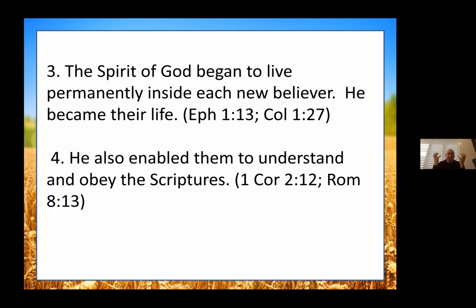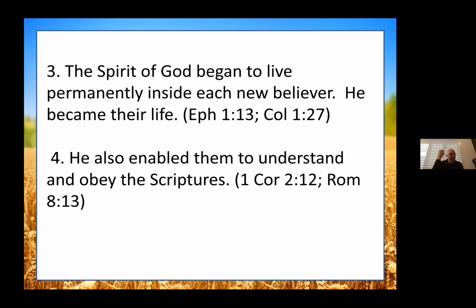But not only does he enable us to understand the scriptures, but to obey them. Turn with me back to Romans chapter 8 and verse 13. And here Paul emphasizes the Spirit's work in obedience. And he says, "For if you are living according to the flesh, you must die. But if by the Spirit you are putting to death the deeds of the body, you will live."